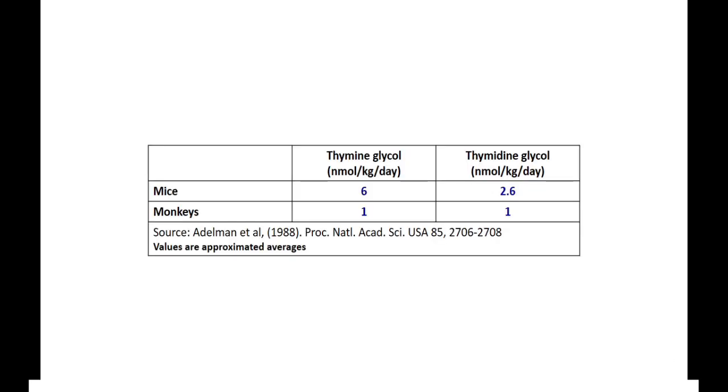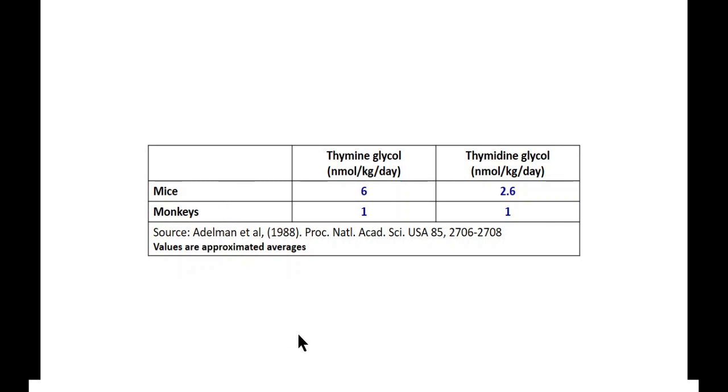For the mice, the normalized urinary output of thymine glycol or thymidine glycol were about 6 and 2.6 nanomoles per kg per day respectively, whereas the same for monkeys were about 1 nanomole per kg per day for both the analytes. The data clearly shows that the normalized urinary output of thymine glycol and thymidine glycol is lower in monkeys compared to mice.